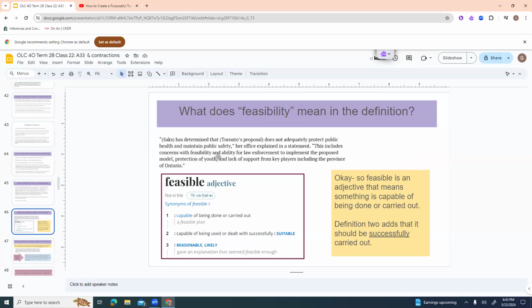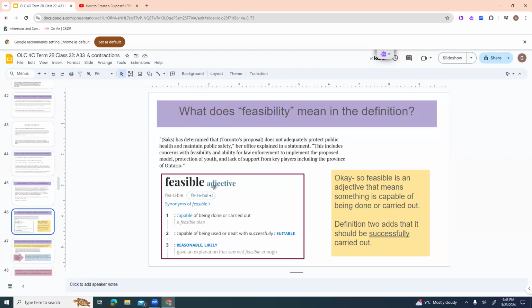I'm going to read this, and I'm looking at the word feasibility. What does the word feasibility mean? It says Sachs has determined that Toronto's proposal does not adequately protect public health and maintain public safety. This includes concerns with feasibility and ability for law enforcement to implement the proposed model.